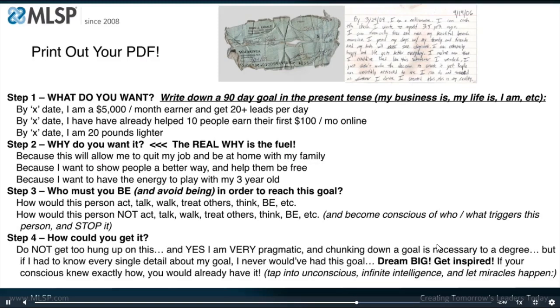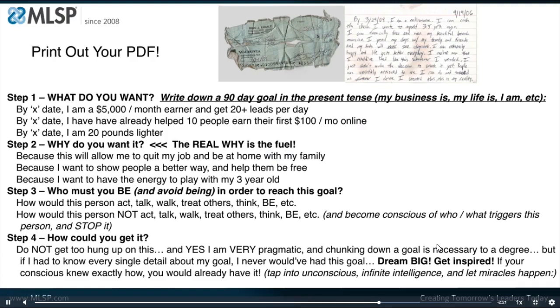Do not get too hung up on this step. Yes, I am very pragmatic, and chunking down a goal is necessary to a degree, but if I had to know every single detail about my goal, I never would have had this goal in the first place. $1 million business from a $2,000 a month musician, bartender. I mean, come on, dream big, get inspired. If your conscious knew exactly how, you would already have it. Now is the time to tap into your unconscious, infinite intelligence and let the miracles happen.